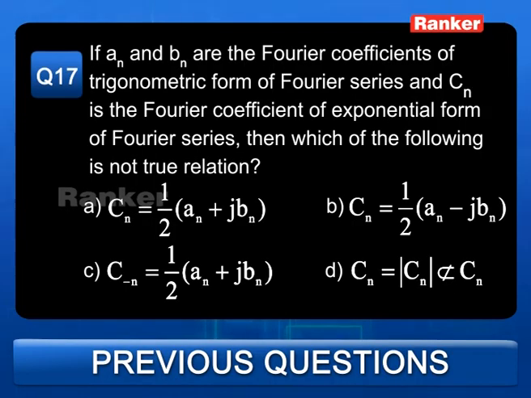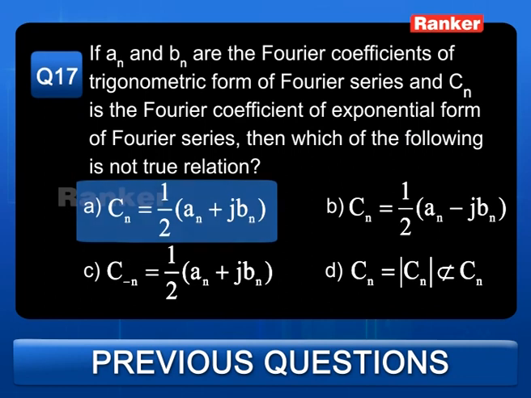Okay, let us see A. The choices are A, Cn is equal to half of an plus jbn. B is Cn is equal to half of an minus jbn. Then C is C of minus n is equal to half of an plus jbn, and D is equal to mod Cn, which is a part of Cn. Okay, the answer is A, that is Cn is equal to half of an plus jbn is not a true relation.